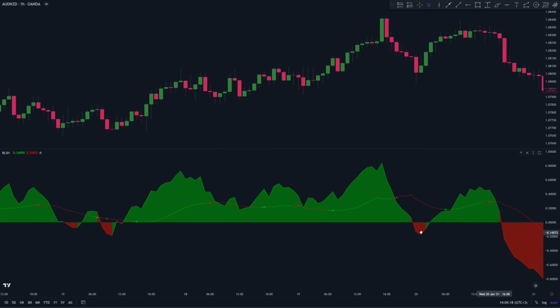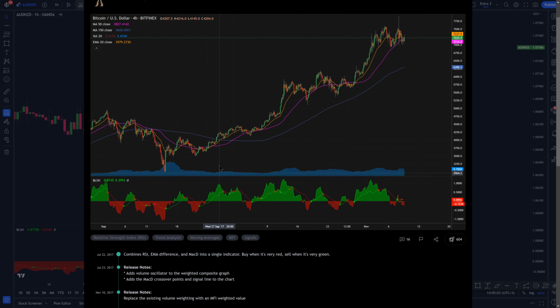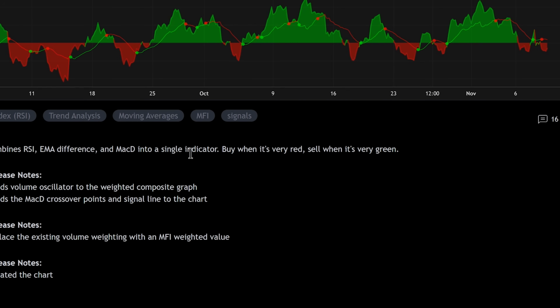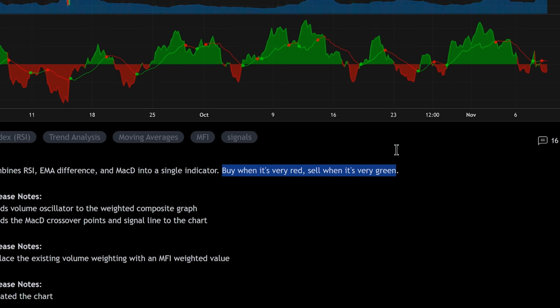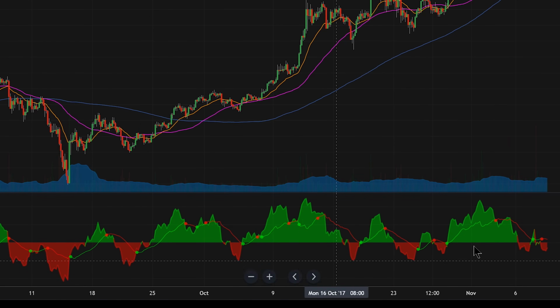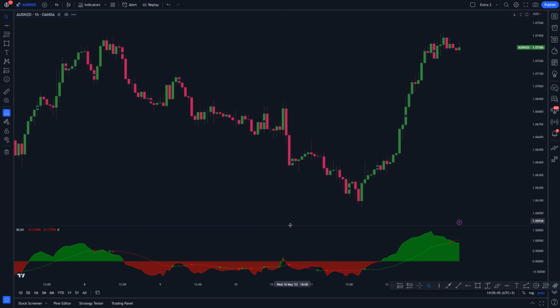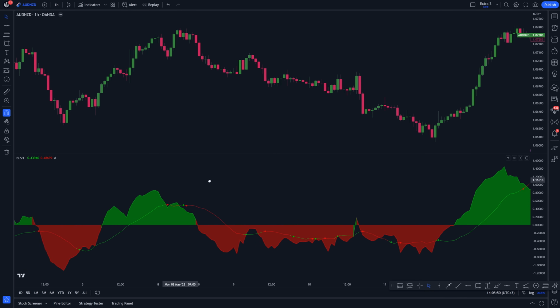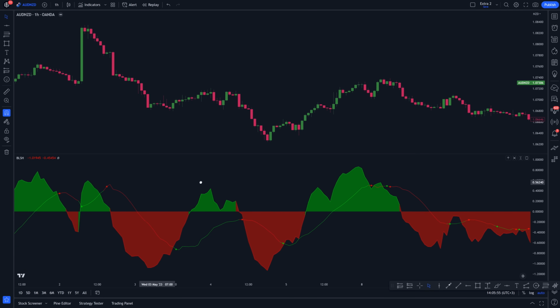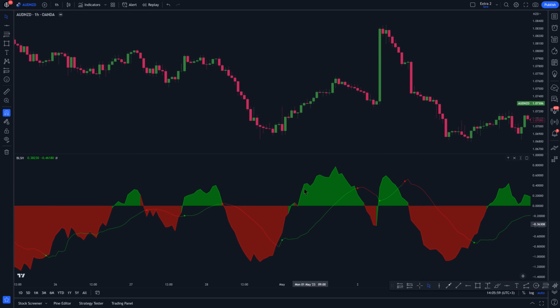There are several ways that we can use this indicator to trade. On their Tradingview page, they say that you can buy when the indicator is very red and sell when the indicator is very green. However, this is quite vague because what is the definition of very red and very green? So I spent some time with this indicator and discovered a super accurate way to use it to trade, and that involves adding an exponential moving average on top of this very indicator.